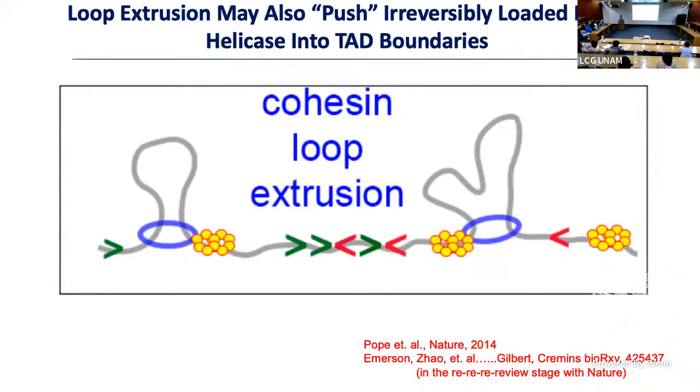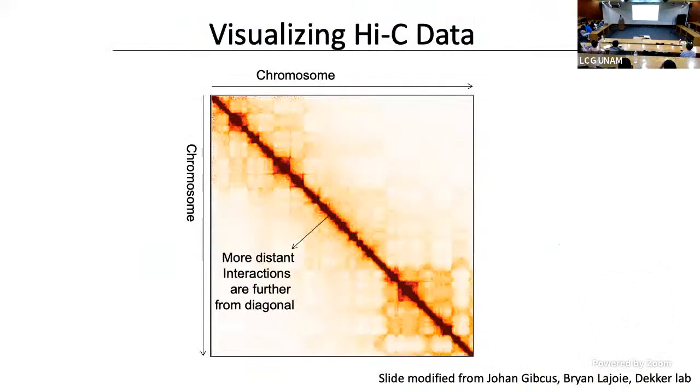Okay. Next model, fast forward to today. We have a paper, hopefully in press, with Jennifer Cremens, where we believe we've provided evidence that chromatin extrusion is also able to push MCM into the regions between topologically associated domains. So now let me back up, because I know there might be some people in the audience who are not familiar with Hi-C and topologically associating domains.